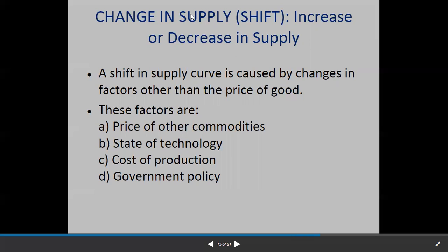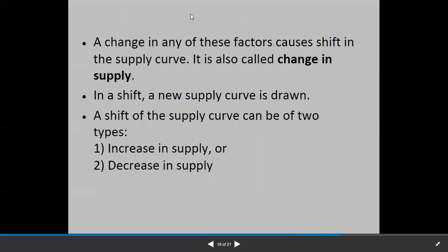Now let's start change in supply, a shift of supply. Price of other commodities, state of technology, cost of production, or the government policies, all these cause change in supply. If these factors are constant, then there is no change. But if they are increasing or decreasing, that affects the supply also.